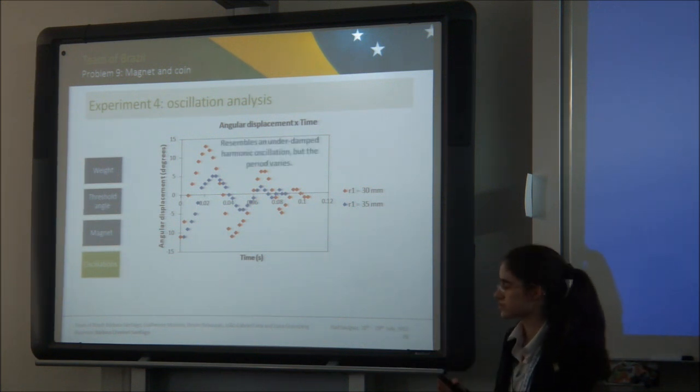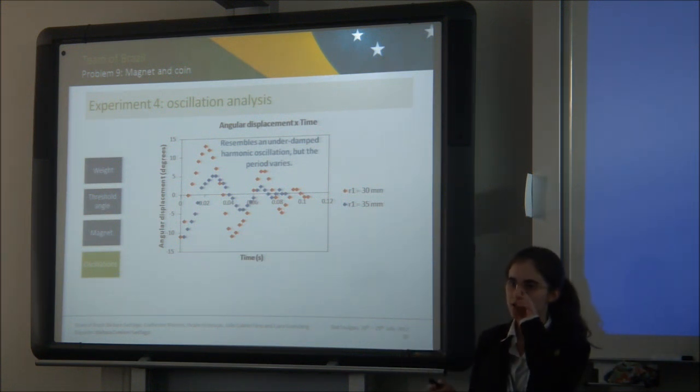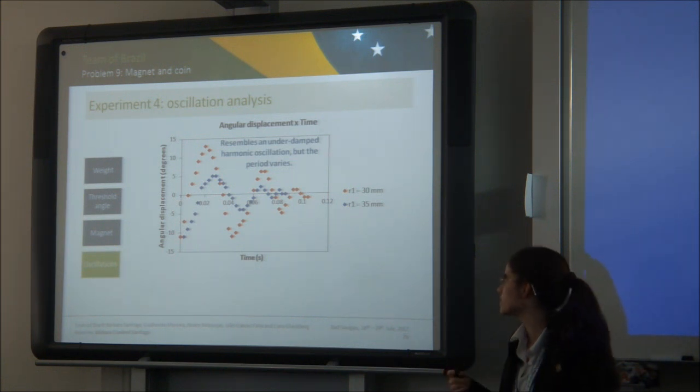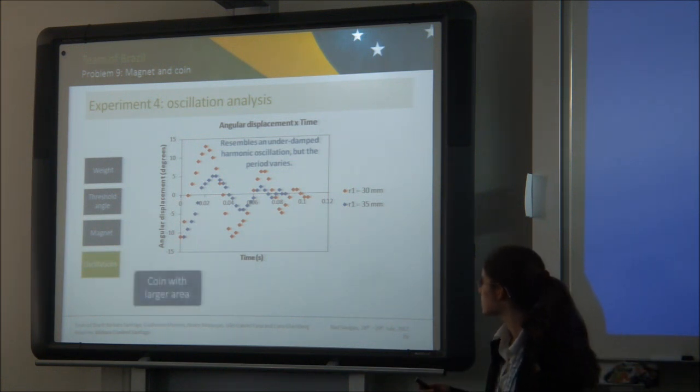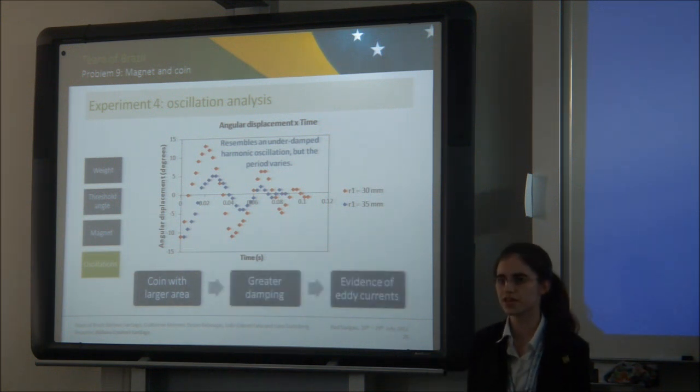Also, it resembles an underdamped harmonic oscillation, but the period clearly varies, and that is what we were expecting, because the magnetic force doesn't vary linearly with the distance. So the coin with the largest area had the greatest damping, and it is evidence of dissipation by the eddy currents.